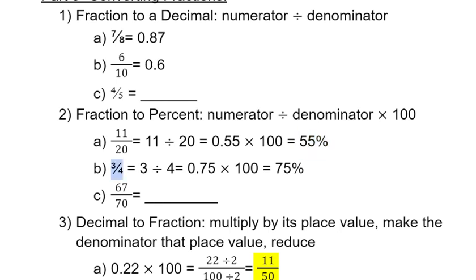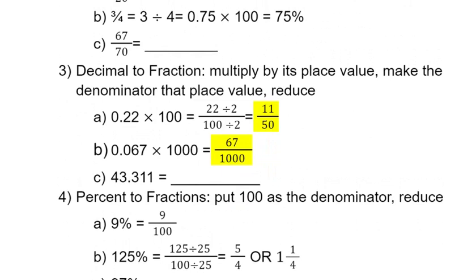3/4 is 3 divided by 4 according to our rule, and then I would get 75 hundredths, and then I would multiply that by 100 to get 75%, or basically I would just move the decimal point 2 times to the right because there are 2 zeros.